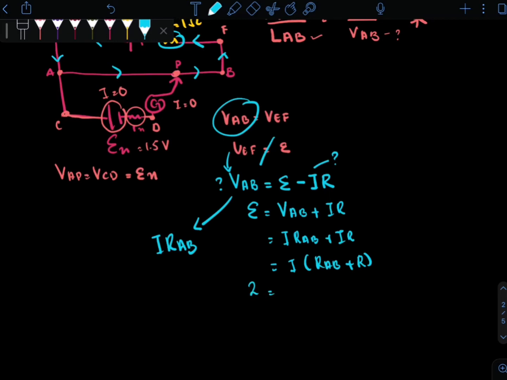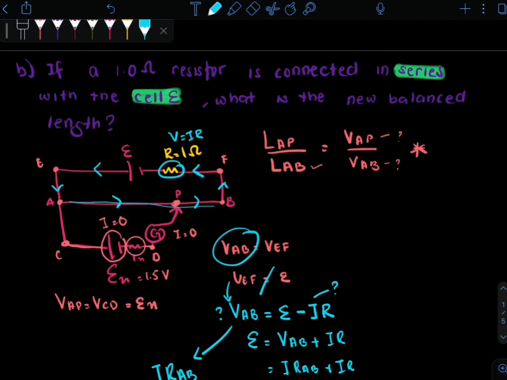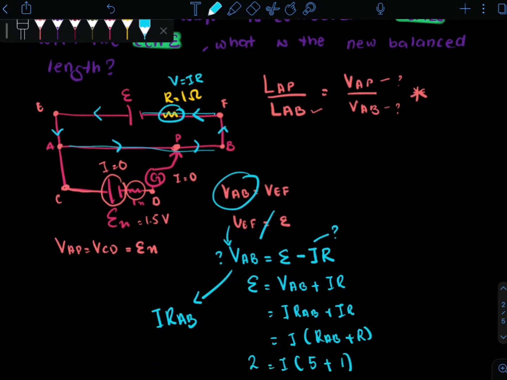Since I know my EMF adalah 2, current RAB adalah 5 ohm mentioned in the question, resistor yang kita baru masukkan nilai 1 ohm. So do your math, you have I here now is equals to 2/6, which is 1/3 ampere. Ini adalah nilai current yang tengah lalu dalam circuit kita. So current ini sekarang akan lalu both the resistor inilah, ini dengan ini kita faham sekarang.